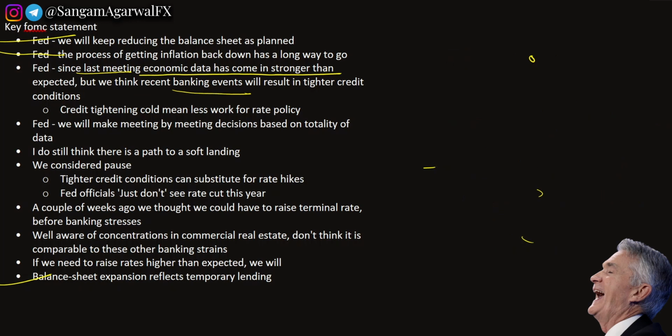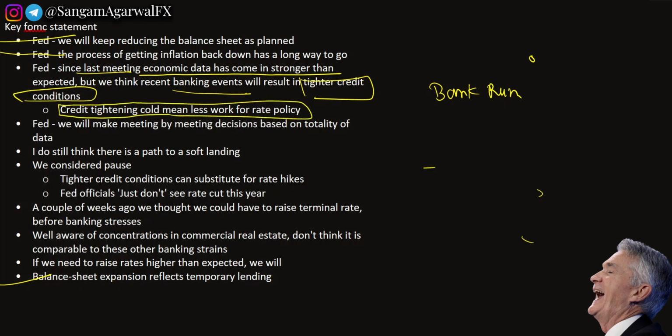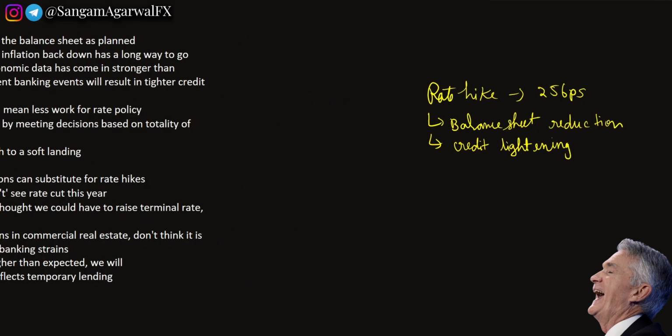So now he is saying tighter credit conditions. This is another name for that bank run crisis, because banks are collapsing. Because of credit tightening, there could be less work for rate policy. Credit tightening. So indirectly they are doing a rate hike in two other ways. So if they pause interest rates, they will still be doing a rate hike indirectly in two other forms.